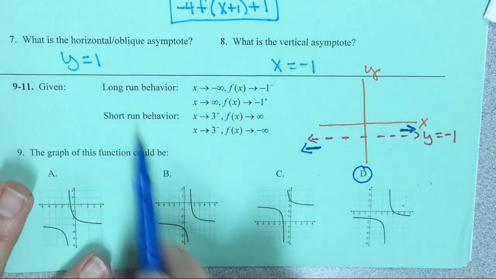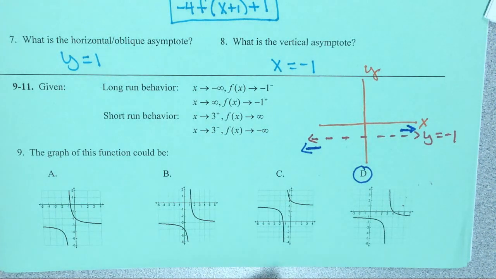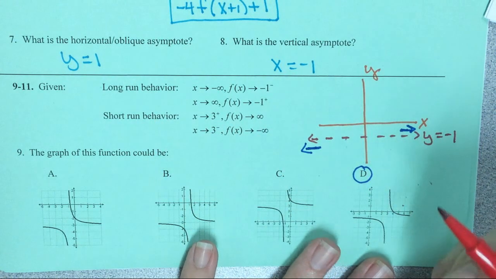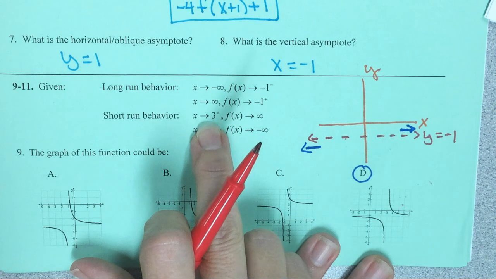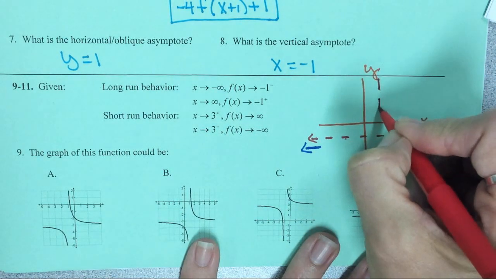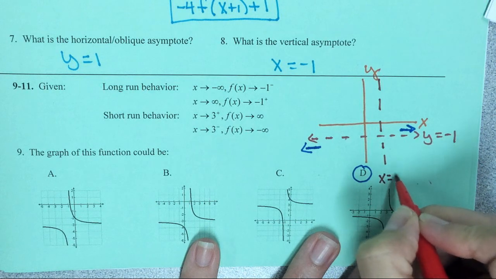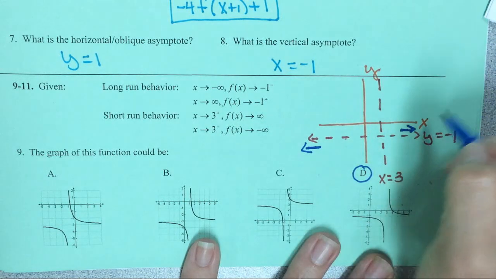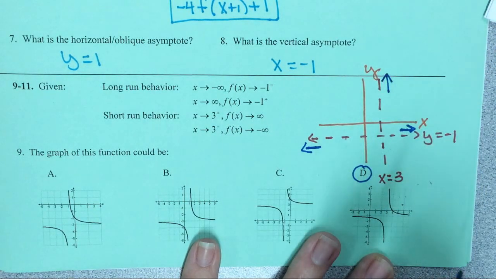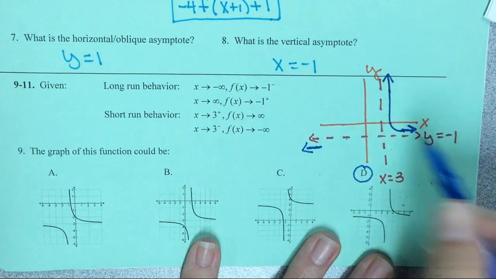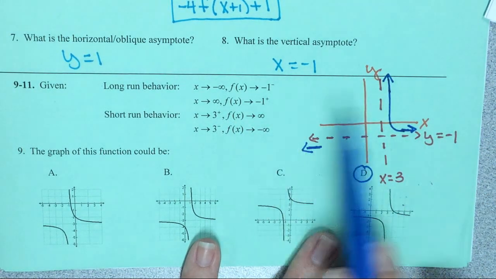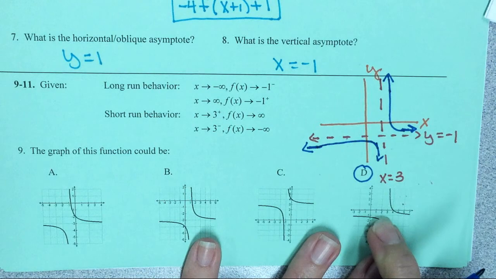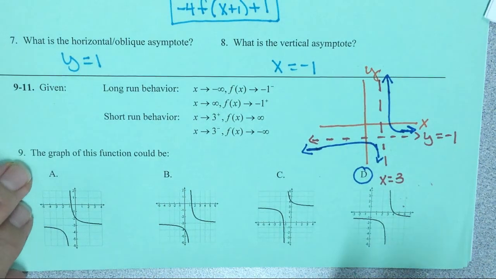I'm going to go ahead and talk about the short run behavior, just in case on the test you've got more than one possible answer once you get the horizontal done. So the short run behavior tells me my vertical asymptote. And it tells me that I'm going to have one at 3 on the x. So here's my x equals 3 line. And it says when I'm to the right of 3, I'm going to go off to positive infinity, which means I'm going to go up. And it says right here when I'm to the left of 3, I'm going to go to negative infinity, which means I'm going to go down. So then it just validates the fact that I picked D and that was the correct answer.